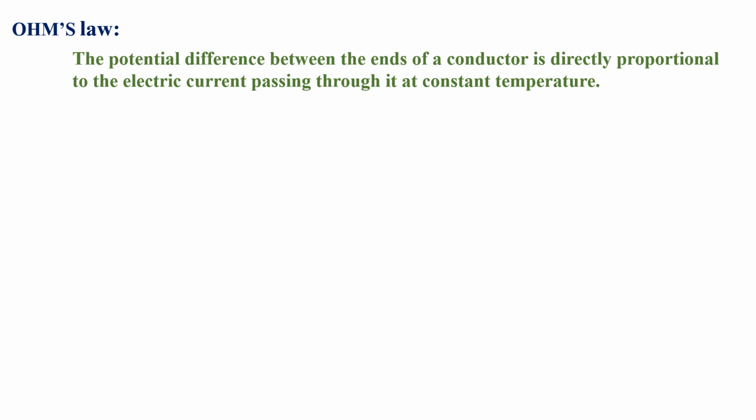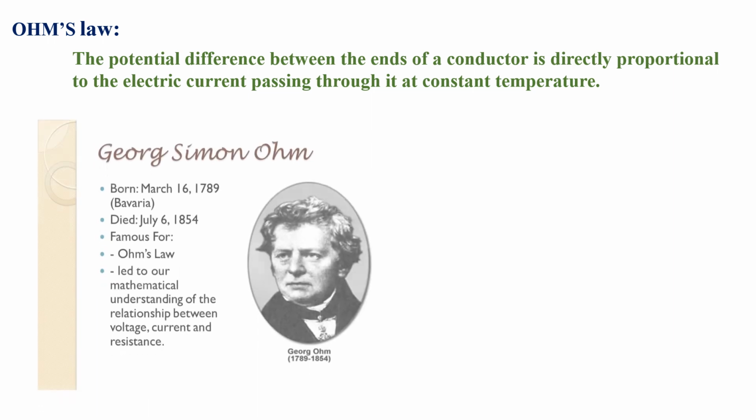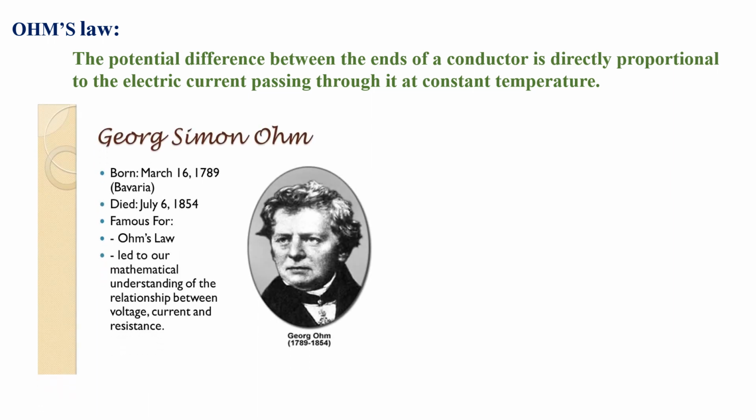Okay. Now, who is Mr. Ohm? George Simon Ohm was born on March 16, 1789 at a place called Bavaria, and he died on July 6, 1854. He was famous for Ohm's law, and this Ohm's law led to our mathematical understanding of the relationship between voltage, current and resistance, VCR. Okay, Nana? Now let us see what is that.